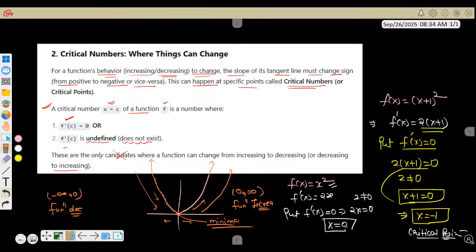So if you have a function, first of all find the derivative of the function, and then find the critical point of the function and check the behavior of the function on the left side or right side of the point. So you got it?